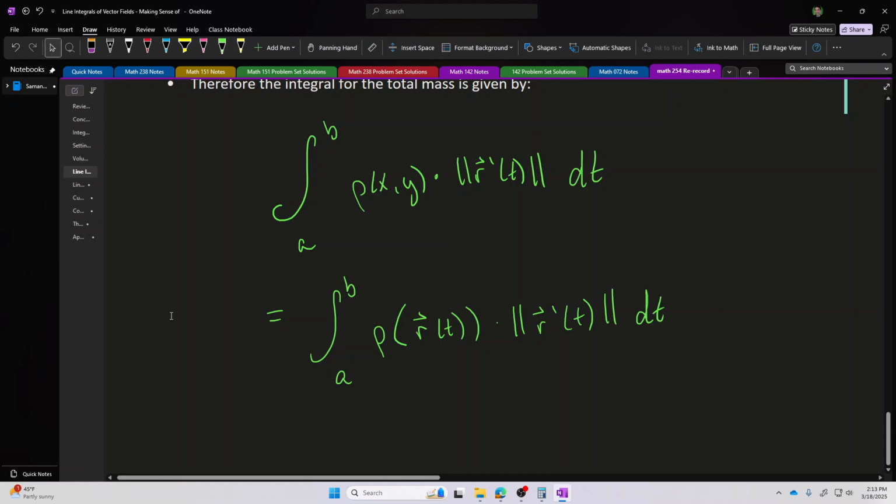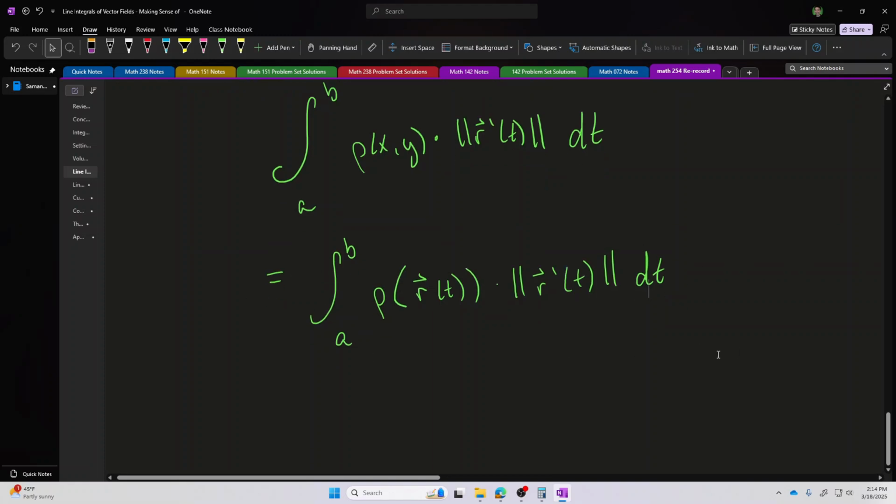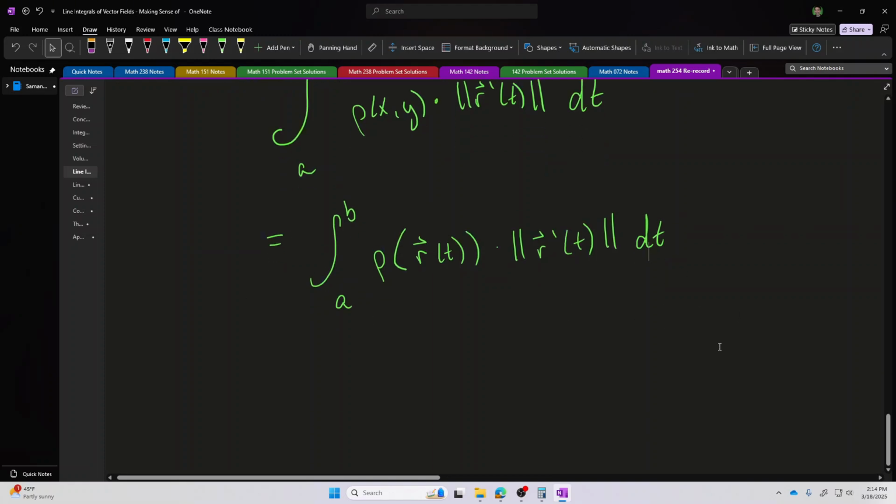And so to represent that, I'll say plug your parameterization into the density function. Wherever there was an x, replace that with the x given by the parameterization. Wherever there was a y, replace that with the y given by the parameterization. That way your entire problem here is in terms of just a single consistent variable, t.